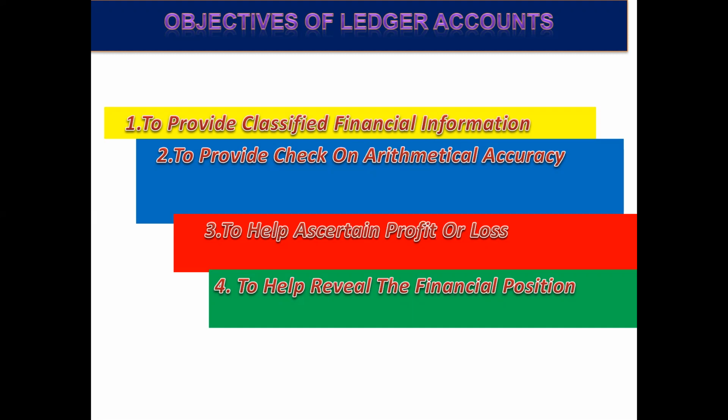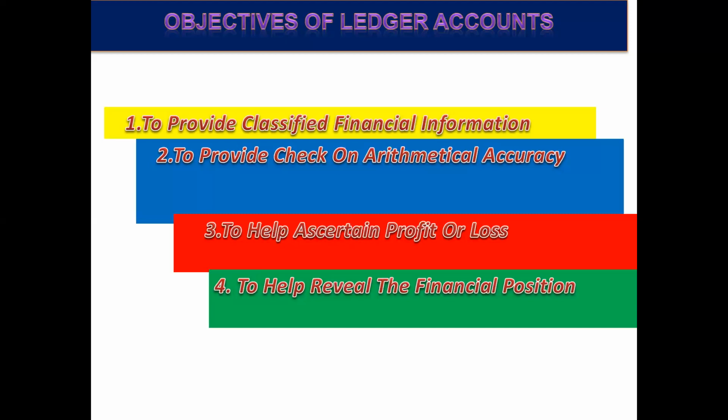Coming to the second one, it is to provide a check on arithmetical accuracy. These ledger accounts will help identify the accuracy of the transactions. You can find out how reliable they are and how things are going on in the organization. You can check the accuracy of all the transactions with the help of the ledger account: how much is debited and how much is credited. Like this, you can identify your company's financial status at that particular stage.